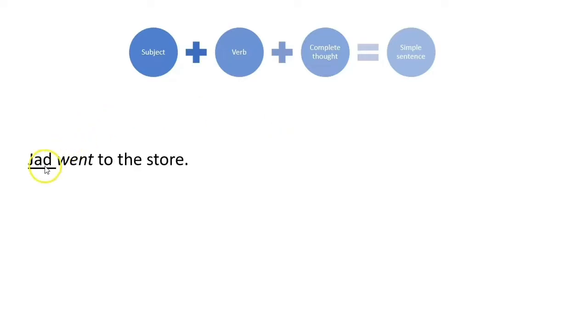For example, Jad went to the store. Jad is the subject, went is the verb, and when you read this sentence, you can understand the whole meaning that it expresses.